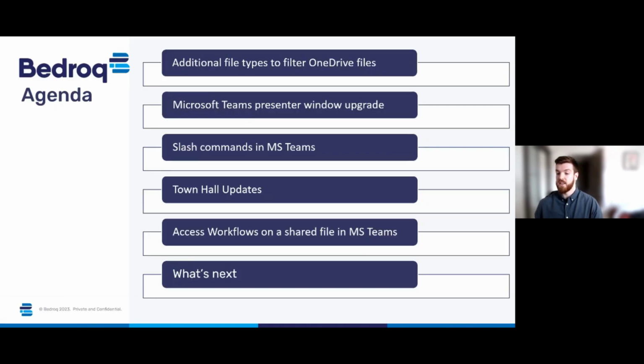So let's take a look at the agenda for today. First up, additional file types to filter your OneDrive files. Microsoft Teams presenter window is getting an upgrade. Slash commands are now in Microsoft Teams. Various town hall events, and access workflows on shared files in Microsoft Teams. And then, of course, what's next?